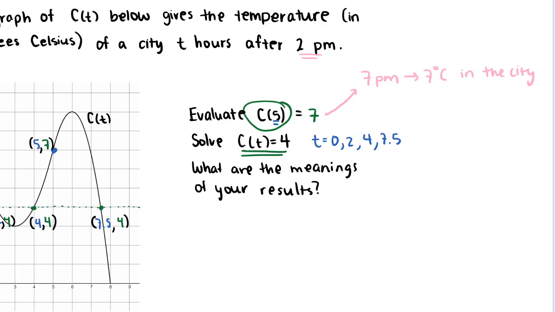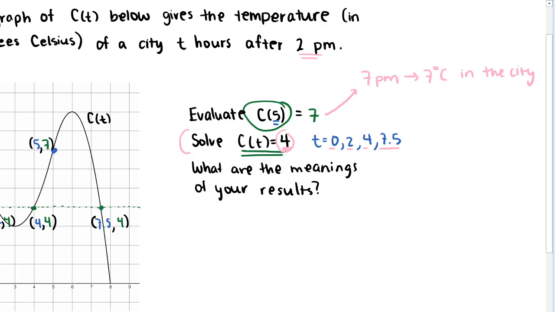And the output is a temperature reading. Okay, and so what about this? Solve c of t is equal to 4. This is saying we know that the temperature is 4 degrees Celsius. What times in the day was the temperature 4 degrees Celsius in the city? We're saying that 0 hours after 2, 2 hours after 2, 4 hours after 2, and 7.5 hours after 2 o'clock, our temperature was 4 degrees Celsius in this city.